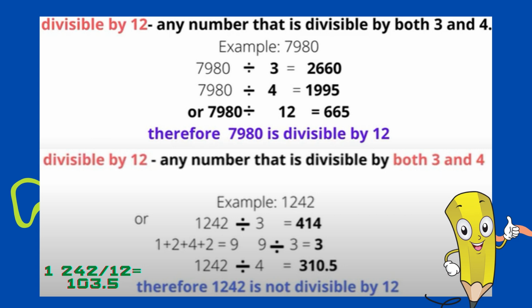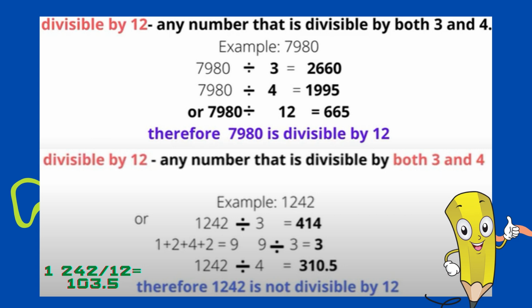Like for example, 7,980 is divisible by 3 and divisible by 4. So, 7,980, 7 plus 9 plus 8 plus 0 is equal to 24. 24 hatiin sa tatlo is equal to 8. So, it's divisible by 3. Check natin kung it's divisible by 4. So, 7,980, ang dulo niya ay 80. So, 80 hatiin sa 4 is equal to 20. So, it's divisible by 4. It's divisible by 3. It's divisible by 4. Therefore, it's divisible by 12.